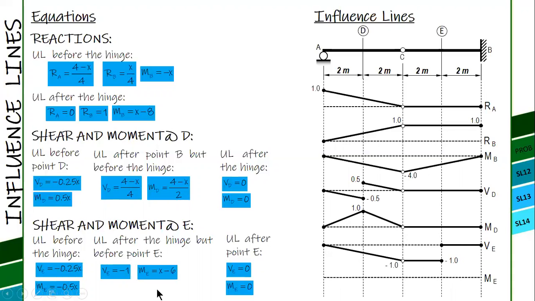And then last, the moment at A, negative 0.5. When x is 0, it is 0. When x is 4, that is negative 2. And then here, when x is 4, negative 2. When x is 6, 0. And then last, constant 0, 0. And then you connect. So these are the influence lines for the given problem.